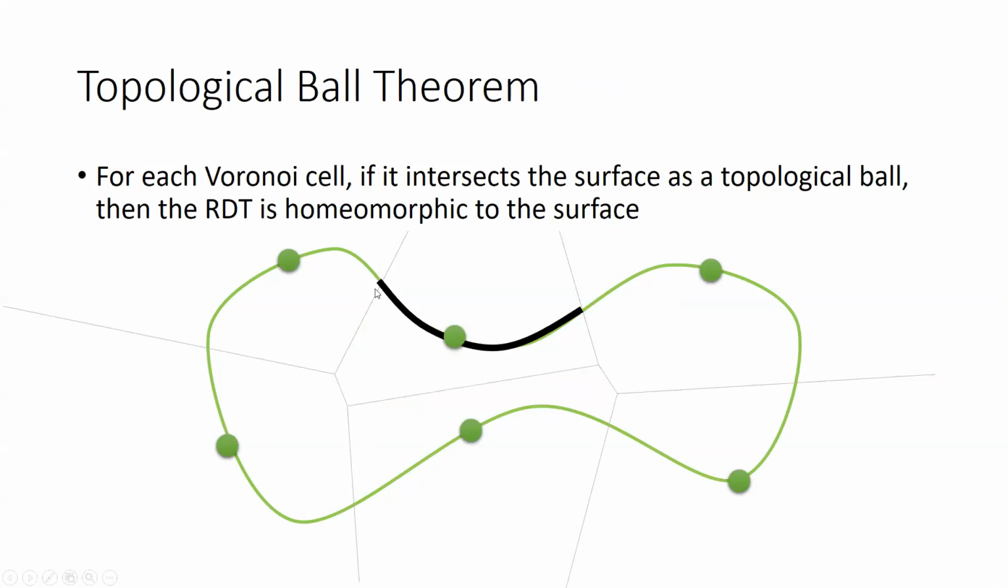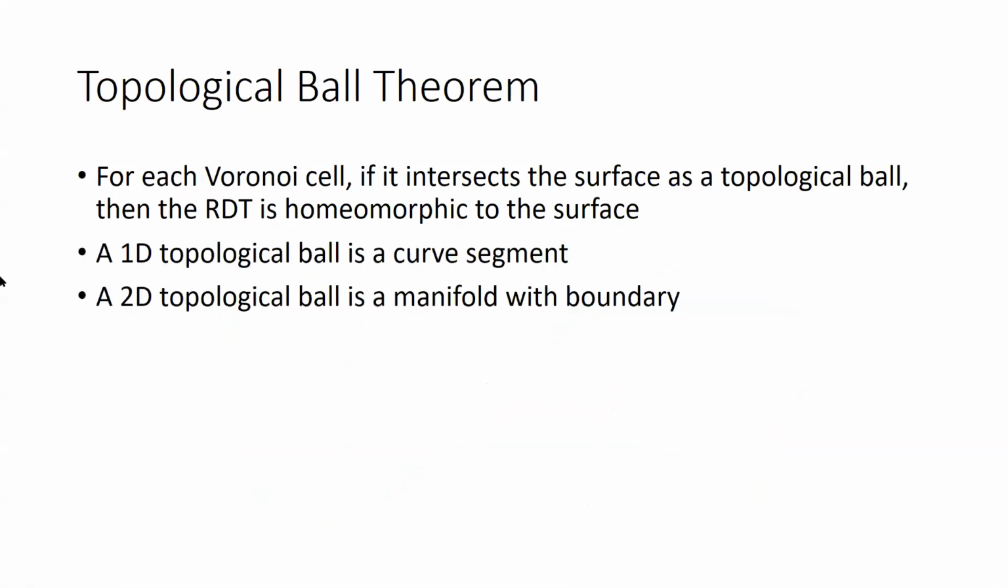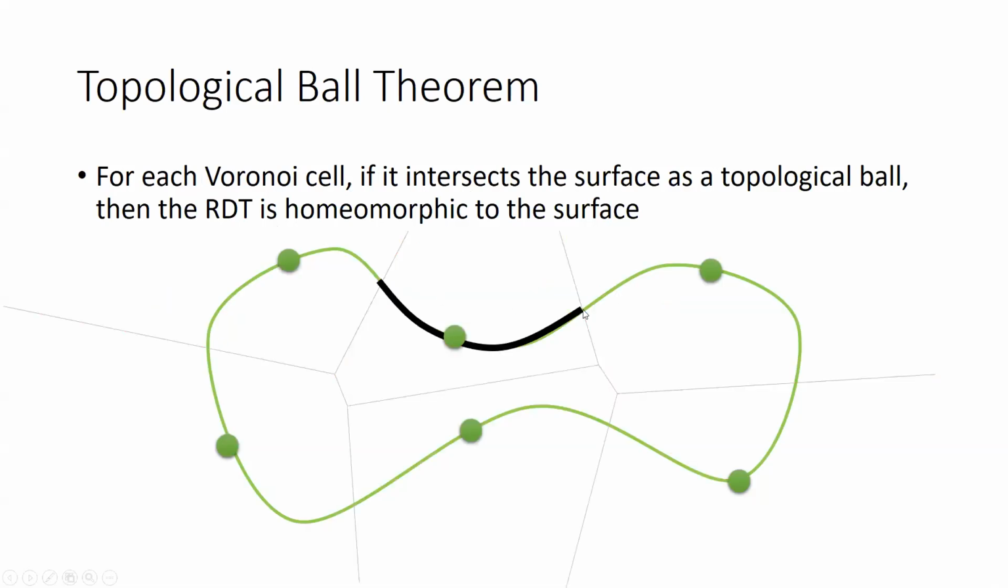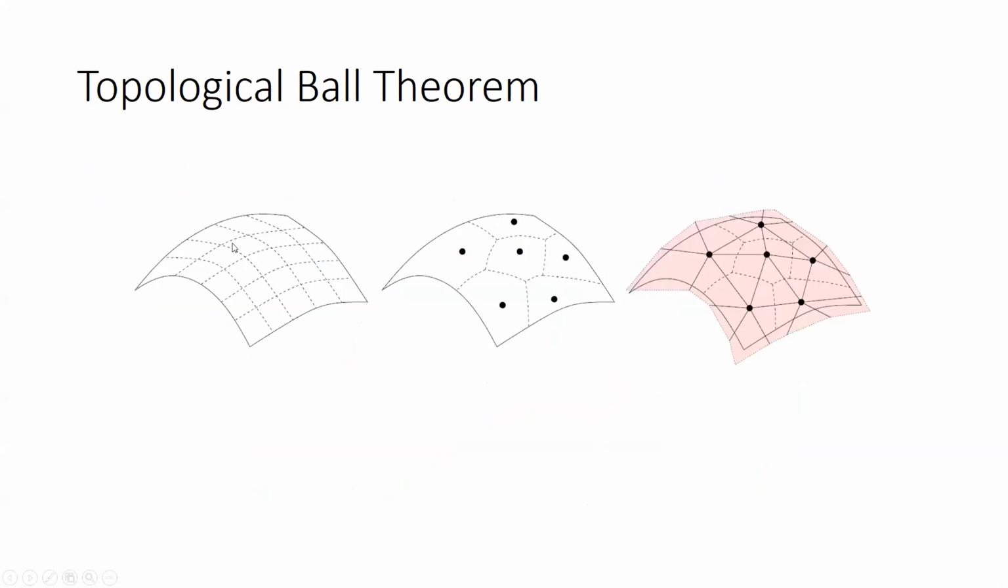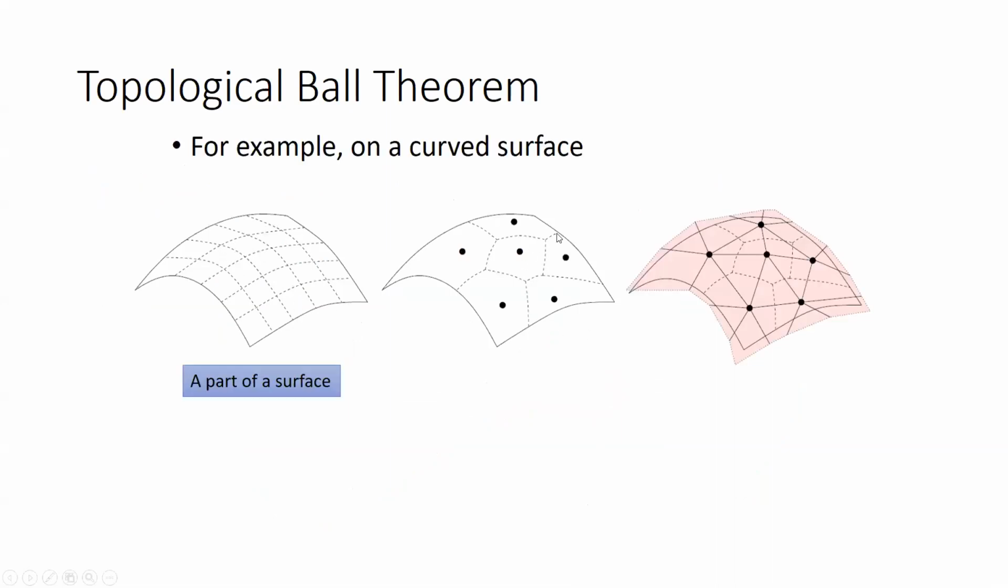Okay. So what is one sample? The theorem is called the topological ball theorem. For each Voronoi cell, if it intersects the surface as a topological ball, then the restricted Delaunay triangulation will be homeomorphic to the surface, which is a good thing. A 1D topological ball is a curved segment just like this one, and a 2D topological ball is a manifold with boundary.